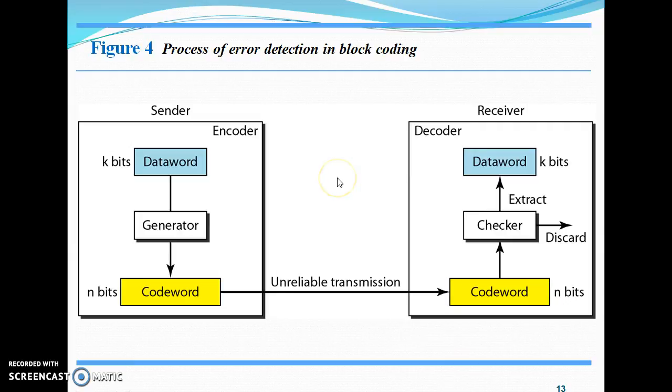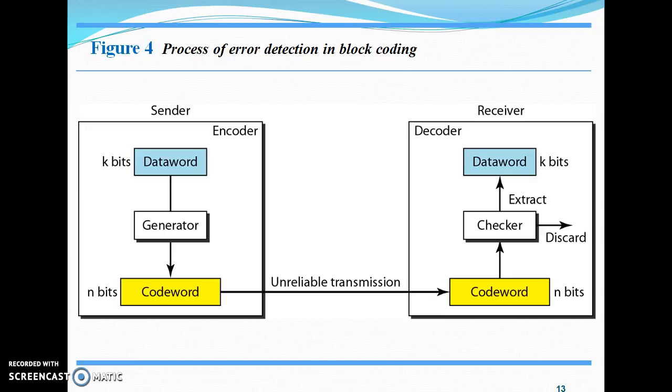This is the process of error detection in block coding. The sender sends k bits of data word. This is the original message, and there is a generator which generates a code word. The code word is the combination of the data word and the redundancy bits, so it is of n bits. This n-bit code word is sent to the receiver.